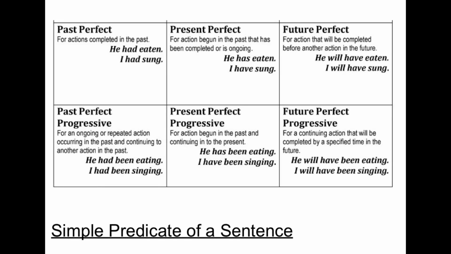In perfect tense verbs, which are typically already completed or may still be ongoing, we say things like had eaten, or has eaten, or will have eaten. Notice we're using the participle eaten. And then we can combine both of those, the perfect and progressive tenses, with had been eating, has been eating, or will have been eating.